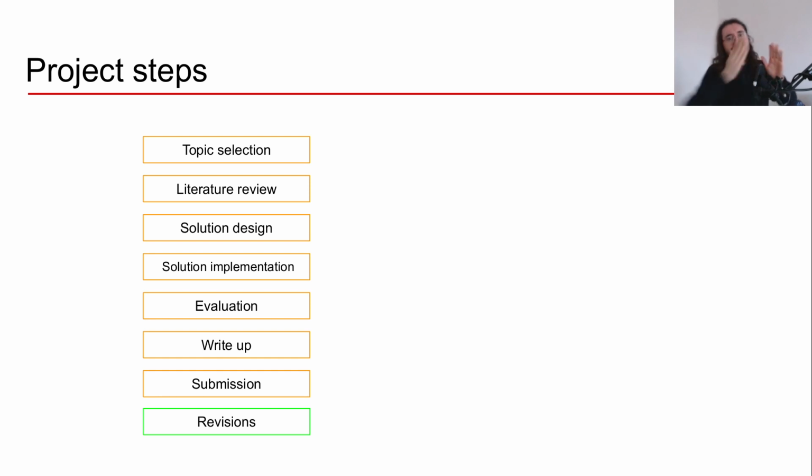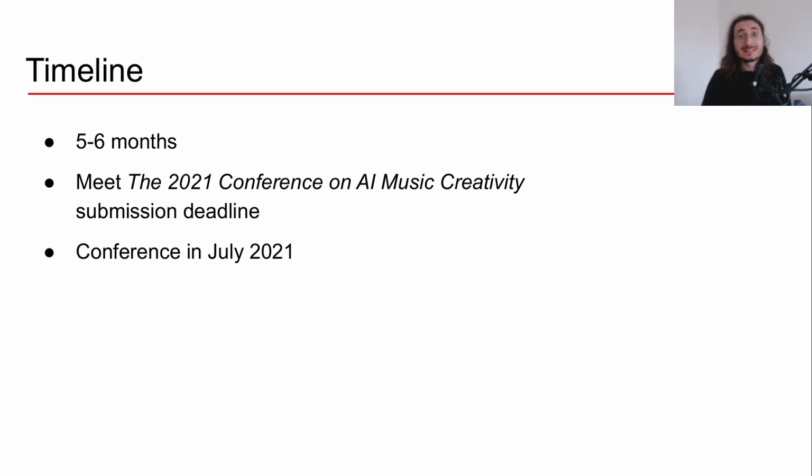So it's not like a cascade approach. Okay. Now, what about the timeline? So here, what I have in mind for the project from start to end is to be within 5 to 6 months. But the ultimate deadline is the submission deadline for the 2021 conference on AI music creativity.